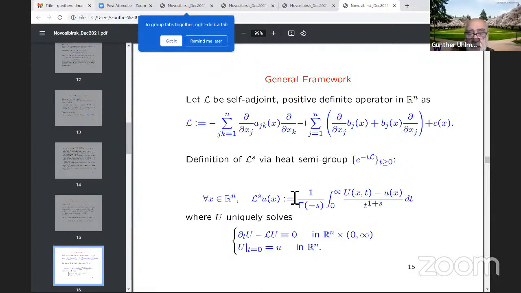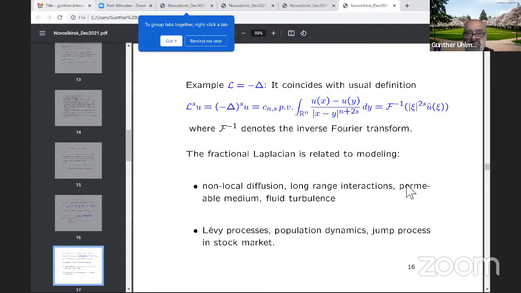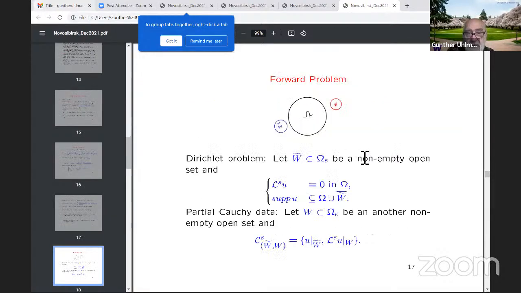But this formula is very important for our purposes. It's very general. So in the standard case, it coincides with the usual definition, which can also be given as a convolution. It's the inverse Fourier transform. Of course, this is a convolution. I mentioned applications of this.